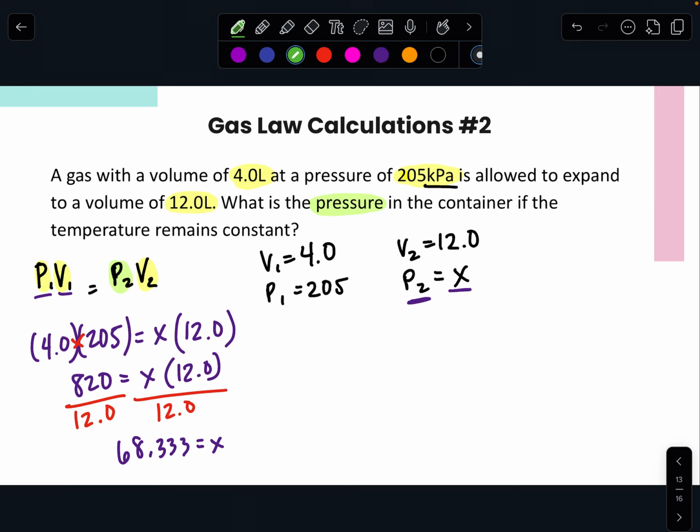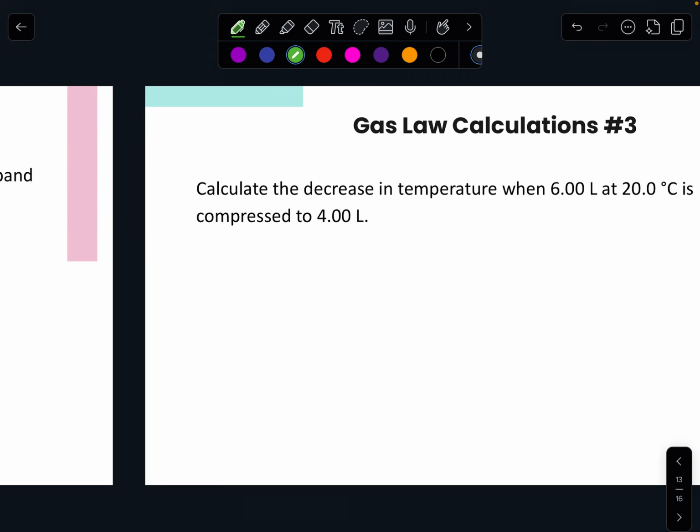68.333. Now let's look at sig figs. I have 2 here. Yes, that 0 is significant because there's a decimal. I have 3 right here and 3 right here. So 2 is my least sig fig. That means I have to stop my answer at the 68. Now, if I'm asked for units, since I'm solving for pressure, the pressure units given to me in the problem are kPa. Again, if sig figs is confusing, just skip it for now. We really just want to solve the equations.